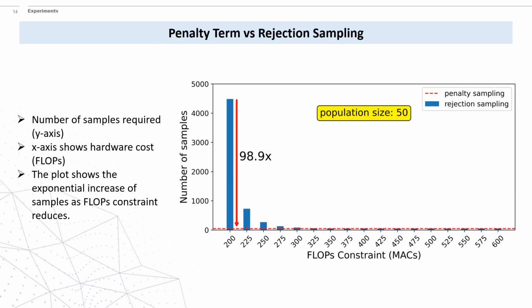Here we show the effectiveness of the penalty term over the rejection sampling. The plot shows the number of samples required to create a population of size 50. As we can see from the figure, the number of samples required increases exponentially for the rejection sampling as the flop constraints reduces. In contrast, the penalty term in our proposed method requires the same number of samples for any flop constraints.